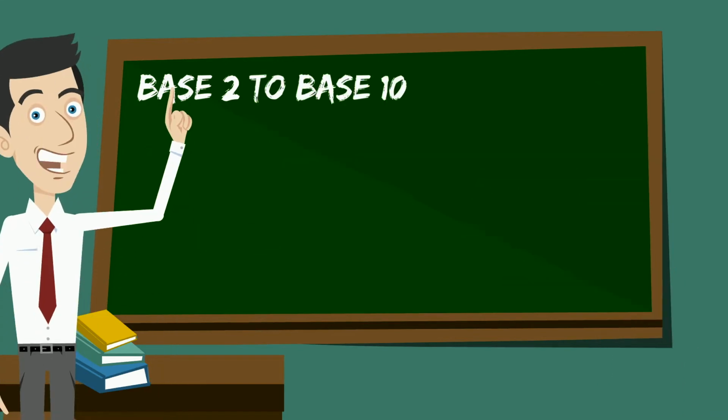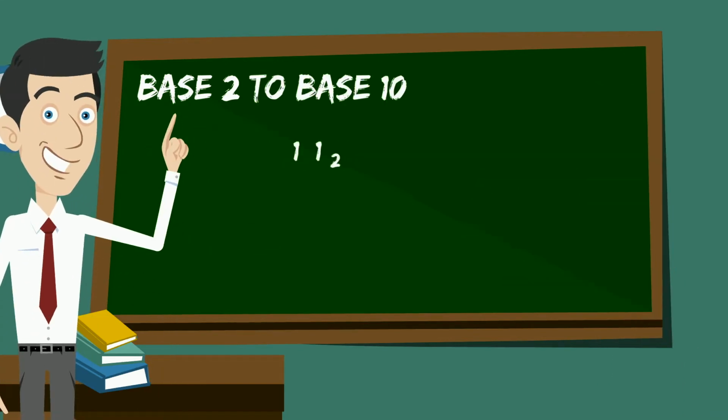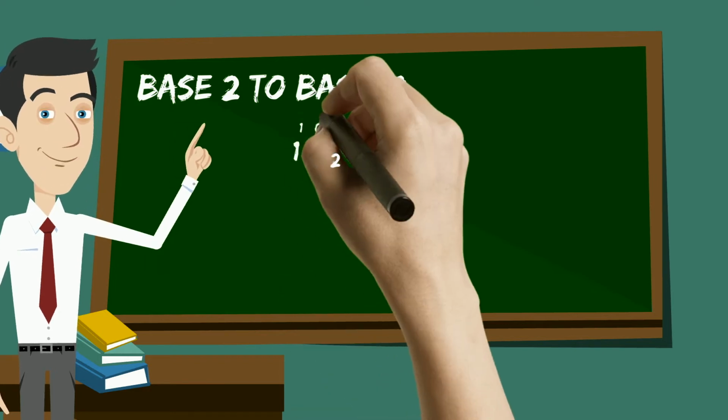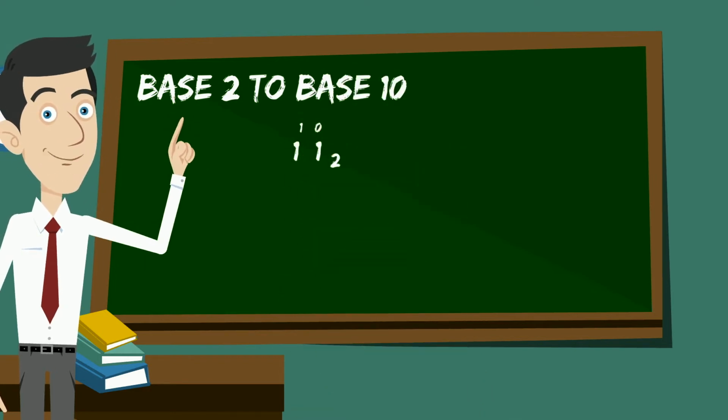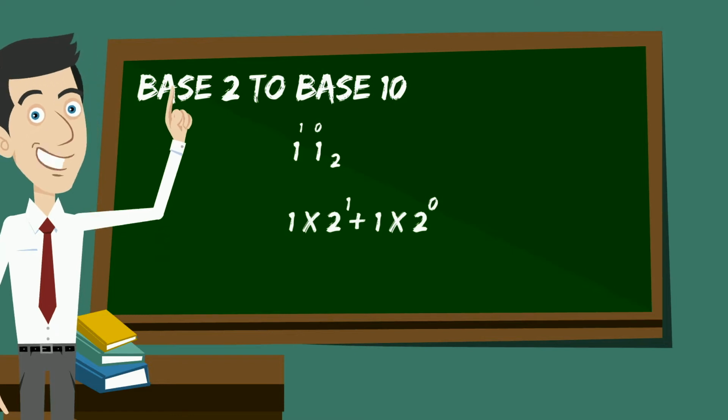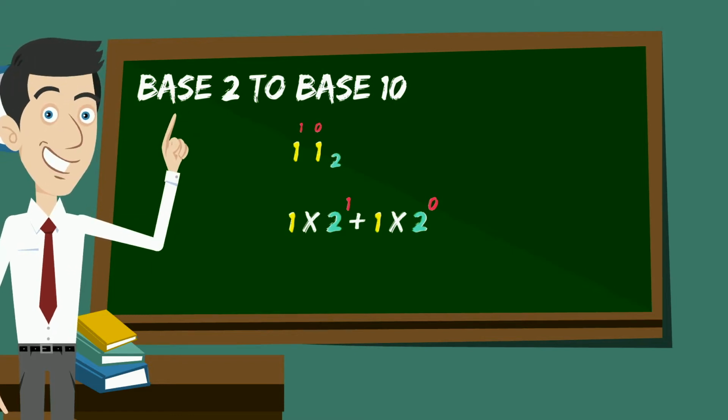We can transfer this number into base 10 by first writing consecutive numbers on top of the existing number, starting from 0 from the right to the left. Then we can multiply the number with powers of 2, like this.